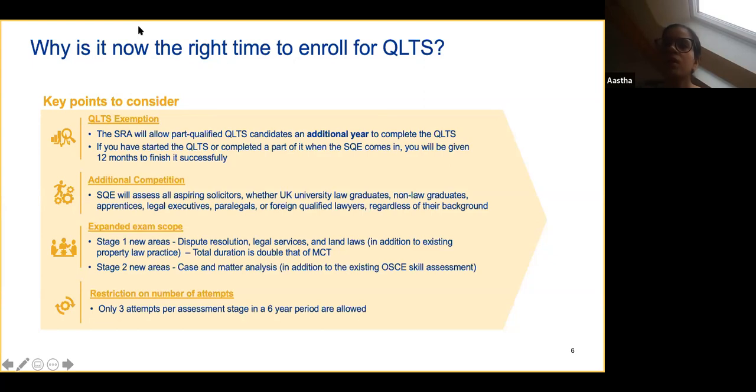And the fourth one is the restriction on the number of attempts. We know that for the QLTS, there's an unlimited number of attempts you can do. But for the SQE, there are only 3 attempts per assessment stage in a 6-year period, which will be allowed. So we're not saying that SQE will be harder or more complex because we don't know that. However, if you still have the choice or chance, it will be good to use the current QLTS route.